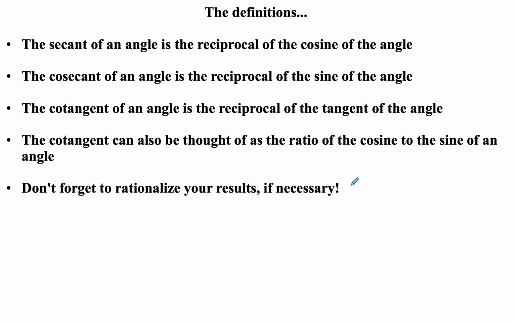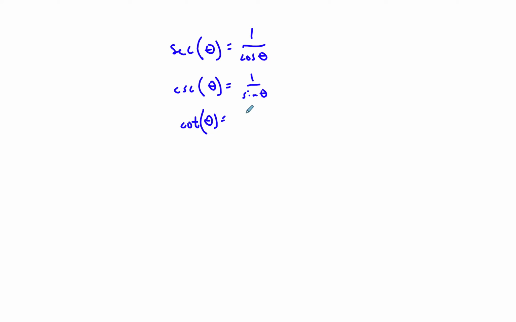Okay. So these are the definitions. Let me just sum those up for you. So you've got something called the secant, abbreviated S-E-C, which is equal to the reciprocal of the cosine, right? The cosecant, abbreviated CSC, is the reciprocal of the sine, and the cotangent, COT, right? COT, COS, they're close, but they're different, right? It is equal to the reciprocal of the tangent. It's also equal to the cosine over the sine.